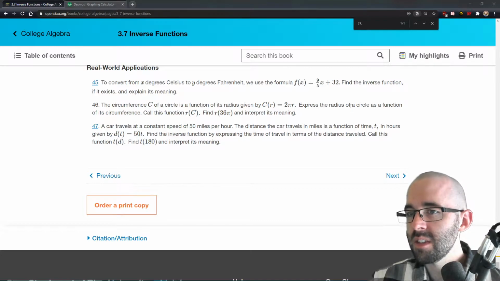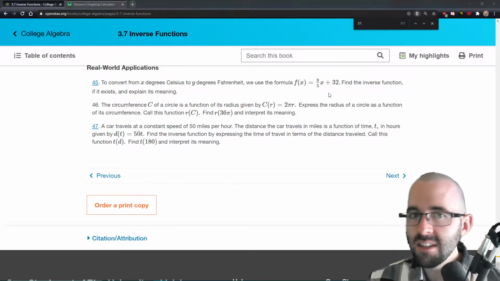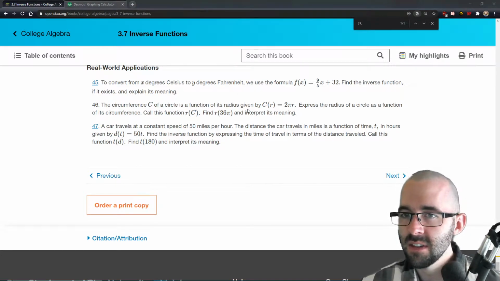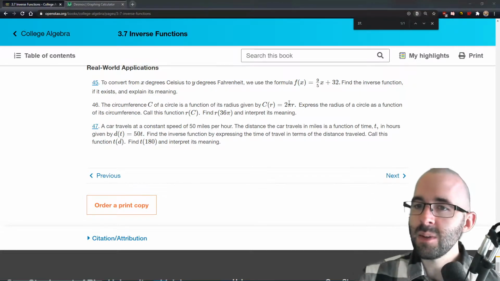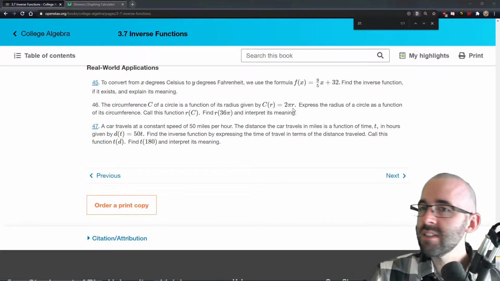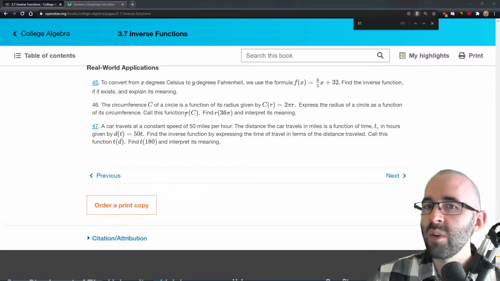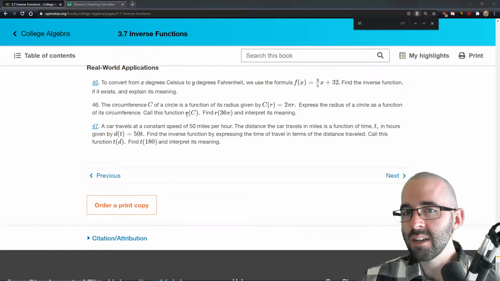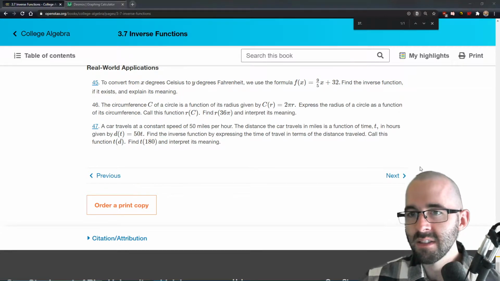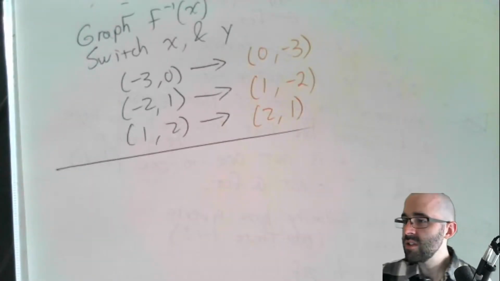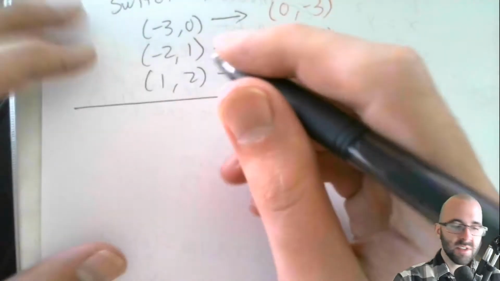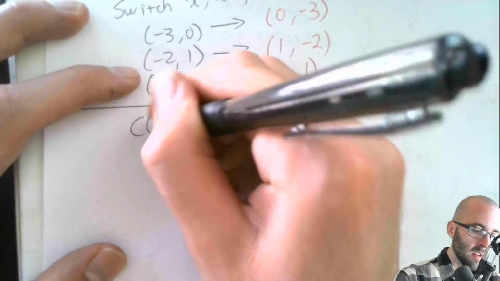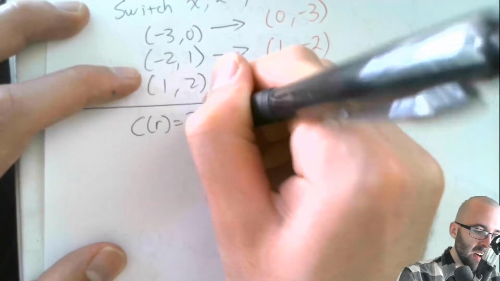So what it wants us to do is express the radius as a function of its circumference. So instead of c is equal to stuff with r, we're going to write r is equal to stuff with c. All right, so again, this is not r times c, this is r of c, just like we write f of x. Okay, let's start with that. Okay, so c of r is equal to 2 pi r.